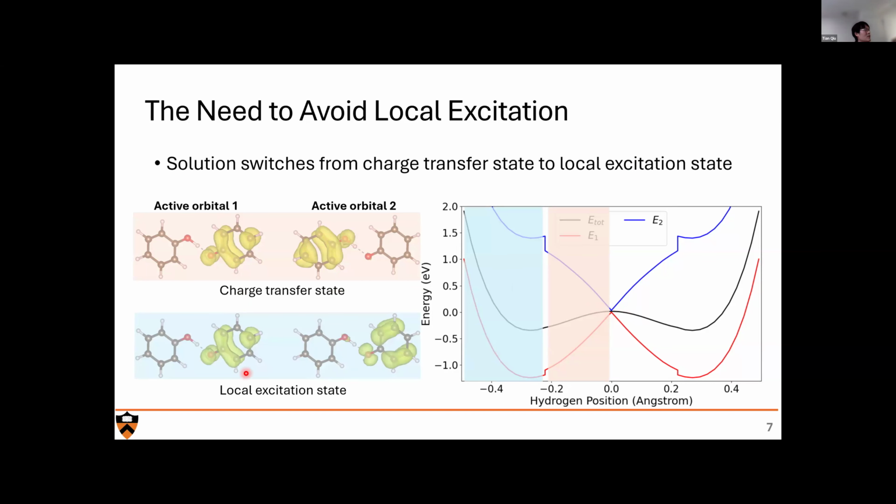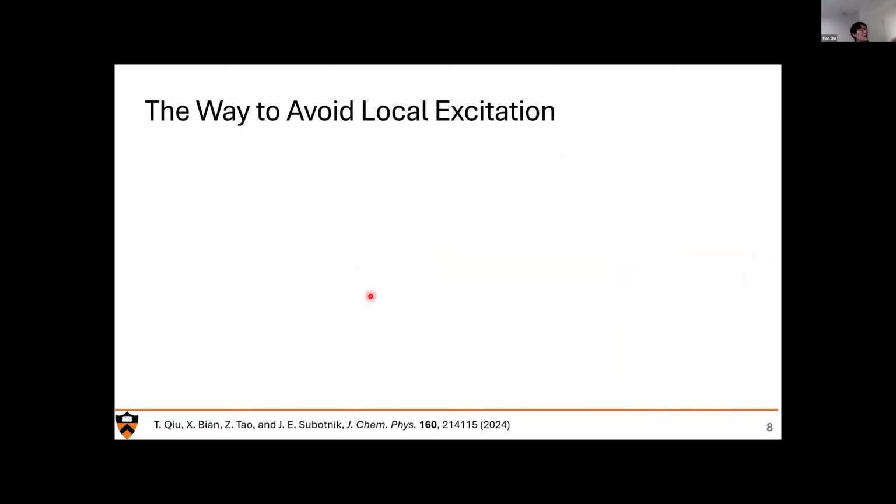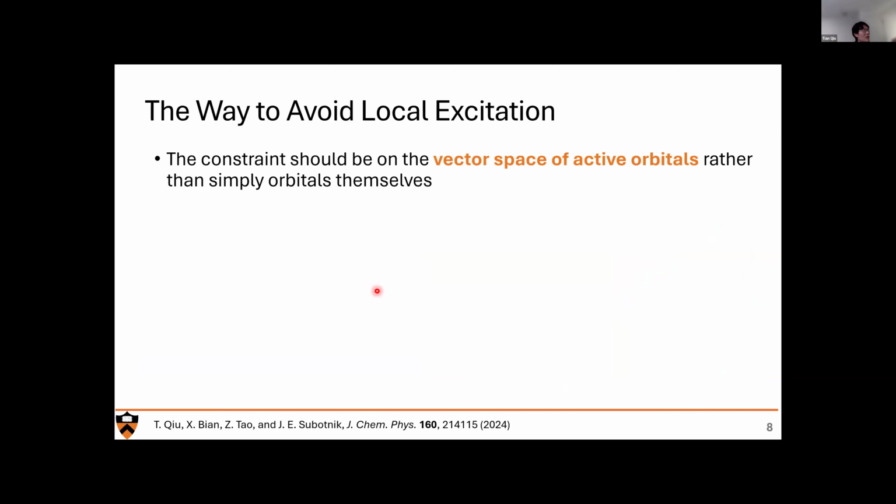So a natural thought would be, if one can find a way to avoid the local excitation, we might still be able to use this minimum number of configurations to study charge transfer. And after some study, we find that the best way to impose such a constraint is to put constraint on the vector space spanned by the active orbitals, or equivalently, the density matrix of those active orbitals, rather than simply the orbitals themselves.